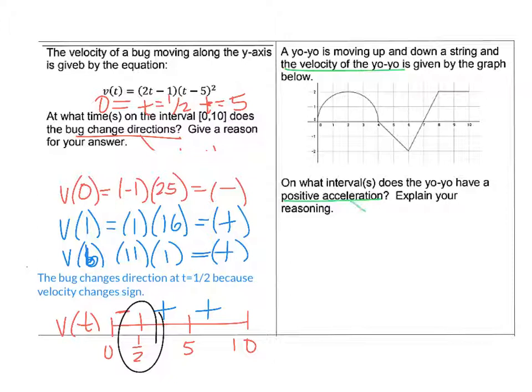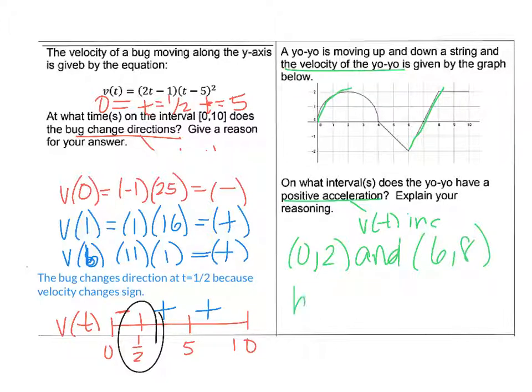So I'm looking for when v of t is increasing. I have v of t here, so it's increasing between 0 and 2, and then it starts decreasing, between 6 and 8 it's increasing, and it stays constant. So the two intervals where it's increasing are between 0 and 2 and 6 and 8. And the reasoning, your justification, is because v of t is increasing, hence your acceleration is positive.